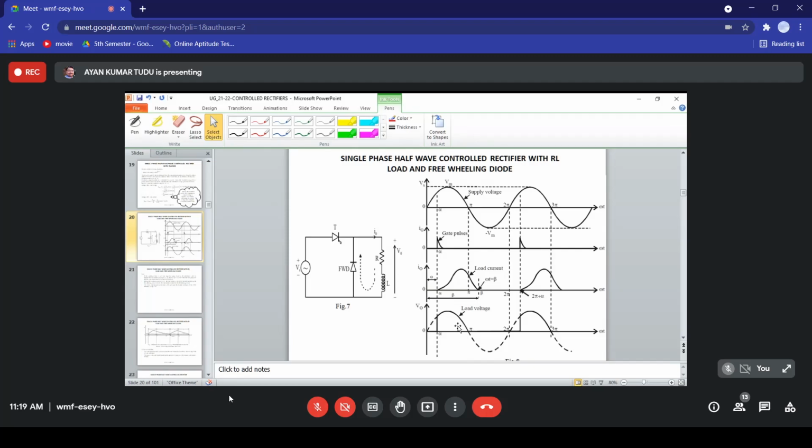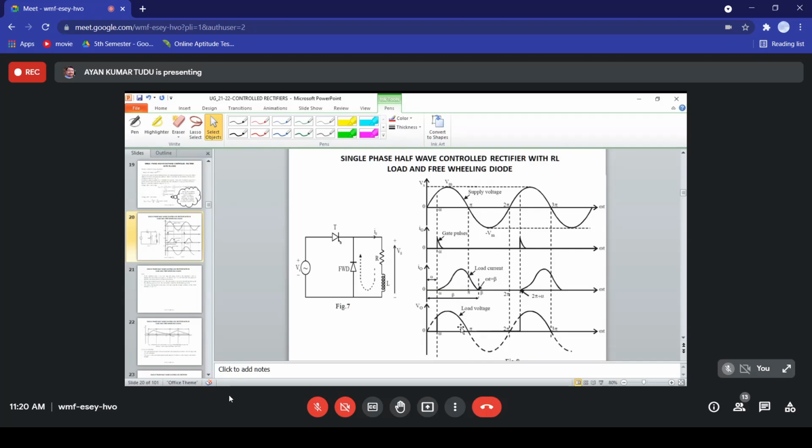Okay, and as you can see, the output voltage across the load appears similar to the output voltage of a purely resistive load. Okay, resistive load এর ক্ষেত্রে যে output voltage পাচ্ছি এই RL load with freewheeling diode এর ক্ষেত্রেও কিন্তু আমরা একই load voltage আমরা পাবো.